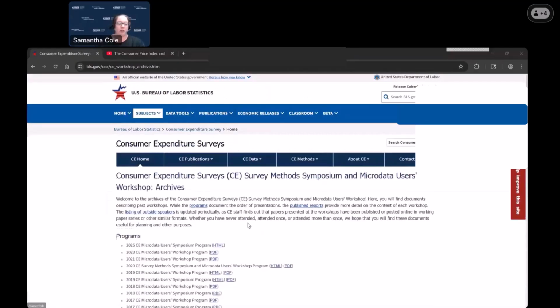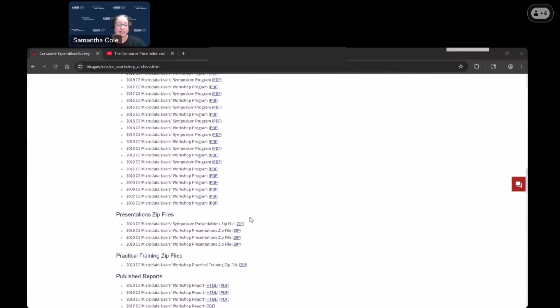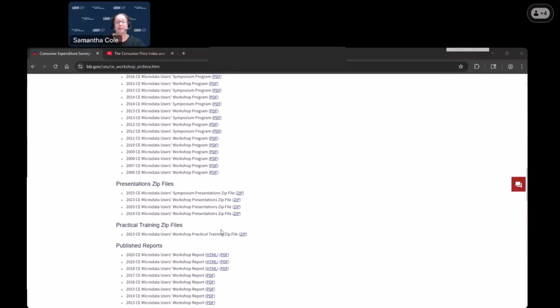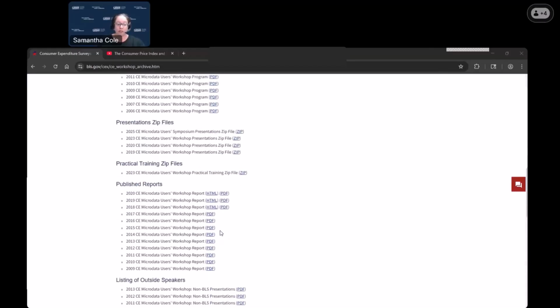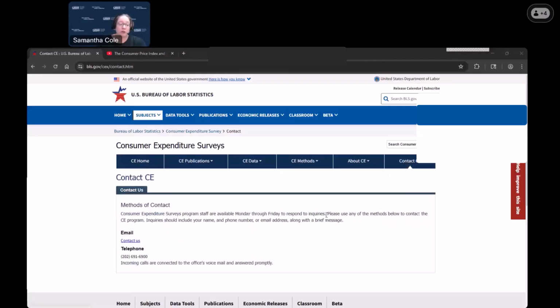Here, archives. So the archives have lots of information. These are the programs that we've had in the past. It has zip files for the different presentations that have been done in the past, training files, and published reports. So this is lots of great information. You can get into any level of detail, or you can just get the tables that have already been published. So however much detail you want, you can get on this. And what's great is we do have a Contact Us site, and this goes to the Bureau of Labor Statistics, and they can help navigate you or answer questions that you may have.